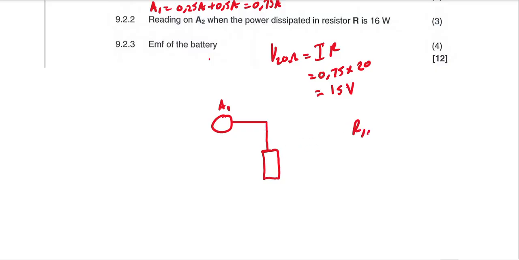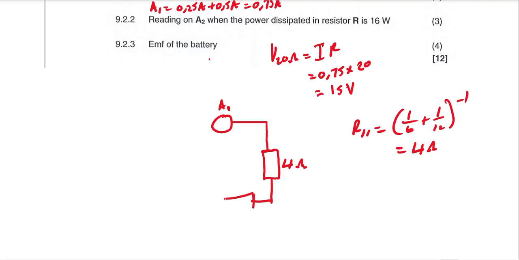We're going to say R in parallel is equal to 1 over 6 plus 1 over 12, all to the power negative 1, which gives us 4 ohm. Then here we'll have 4 ohm. This 4 ohm is the combination of the 6 ohm resistor and the 12 ohm resistor. Do you get me? And then here we have 20.